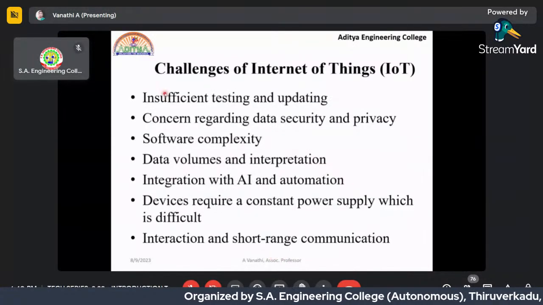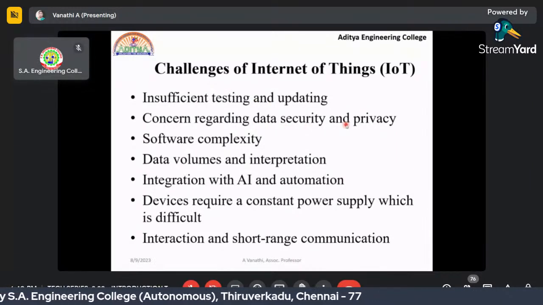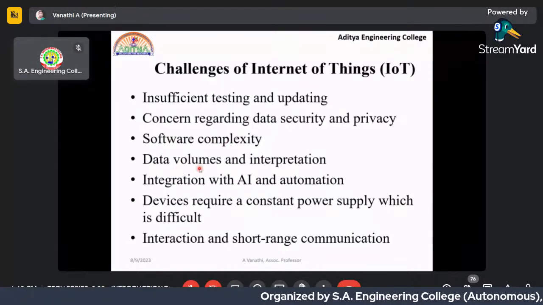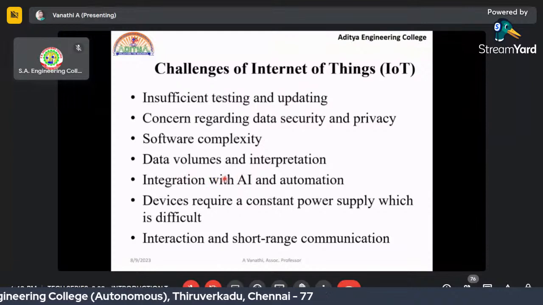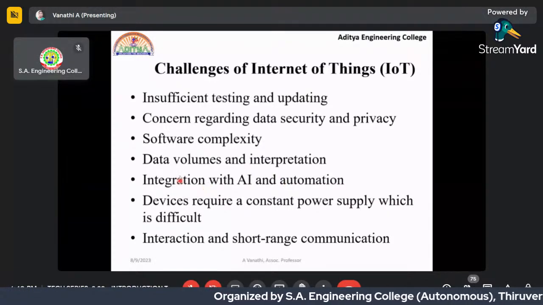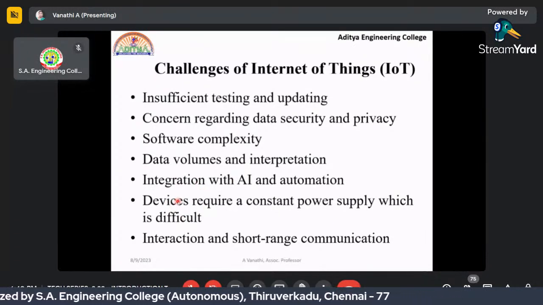And coming to the challenges, we have insufficient testing and updating. Data security is the main challenge here. The complexity of the application or software we are using has also increased. More data is generated, the volume is high, and the analysis of the data is also greater. There is a challenge in integrating with artificial intelligence and making it automated. So even though we have many applications, there is still a problem with integration. The devices are mostly battery operated, which makes the application very challenging.